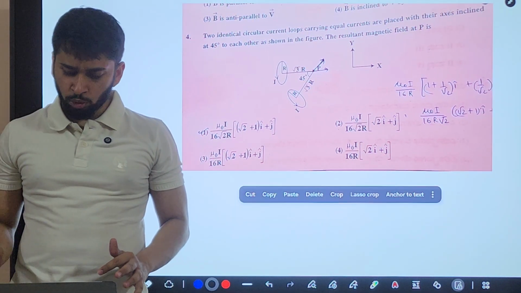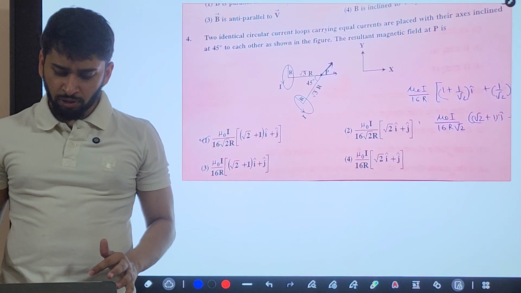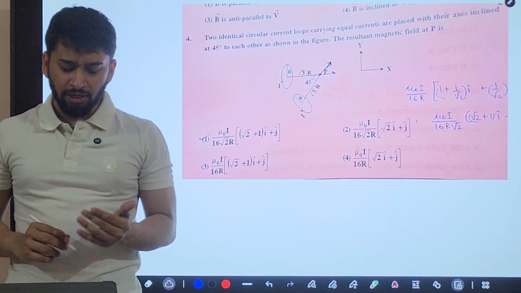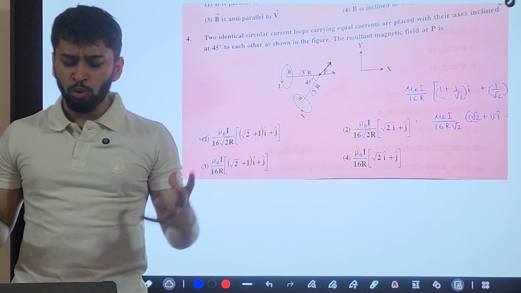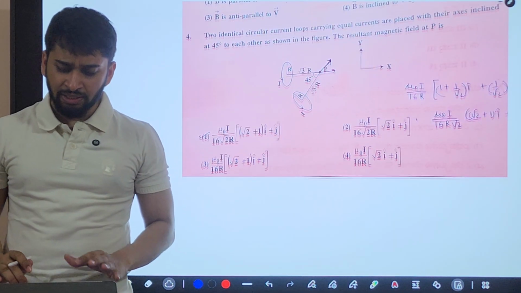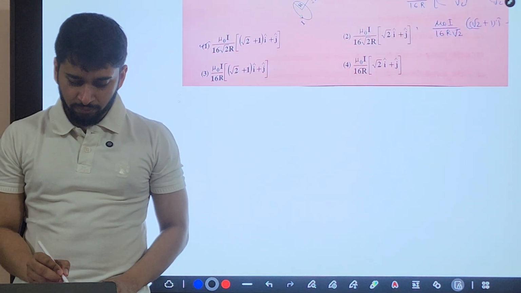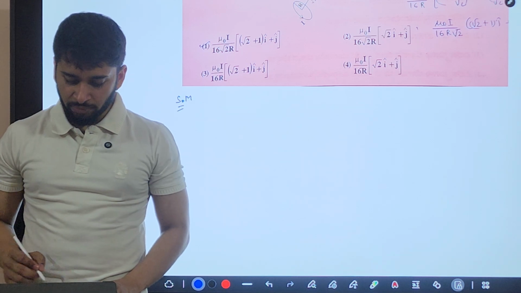The fourth question says you have two identical circular loops carrying equal currents, placed with their axes inclined at 45 degrees to each other as shown. The resultant magnetic field at P. So I have two circular loops and we need to find the resultant magnetic field at a point P. Another simple question, but slight calculation may be required.